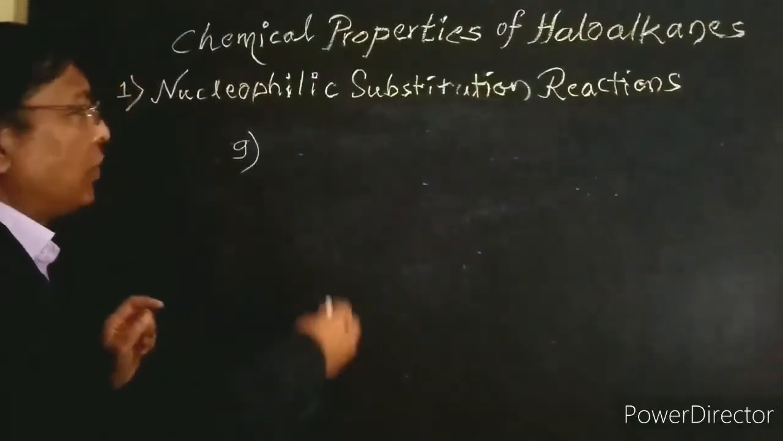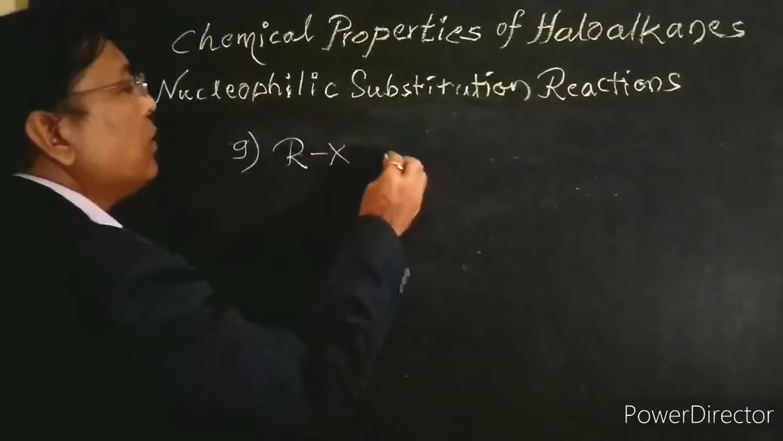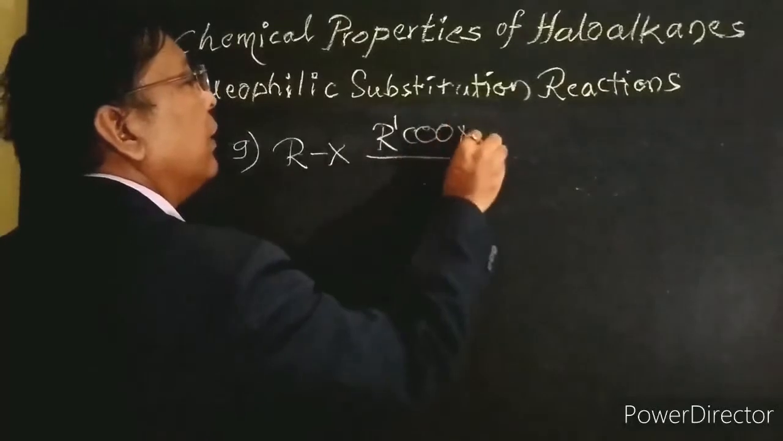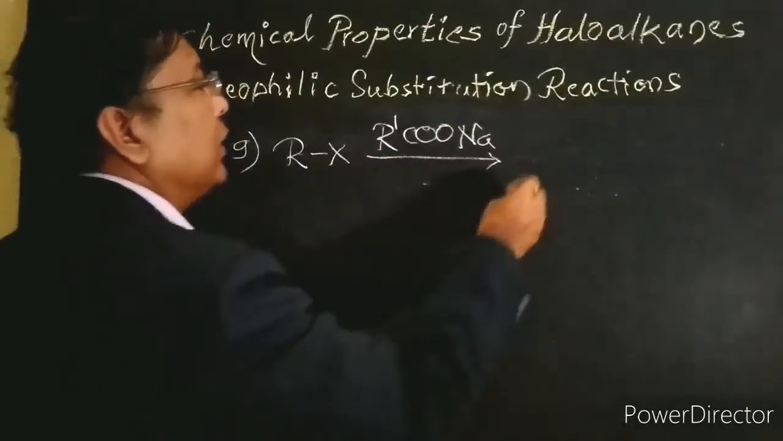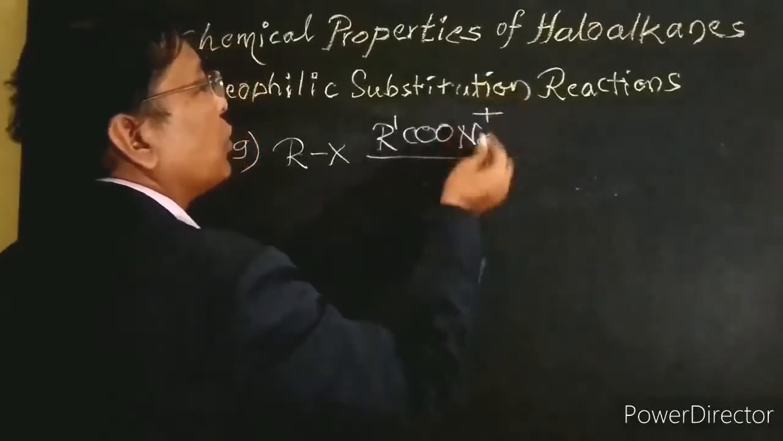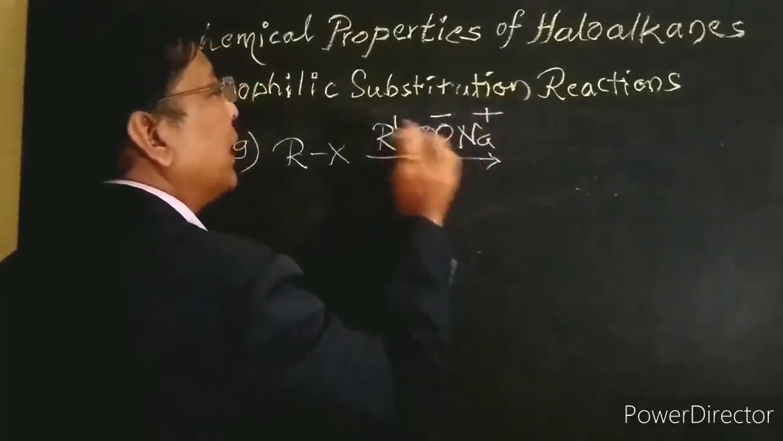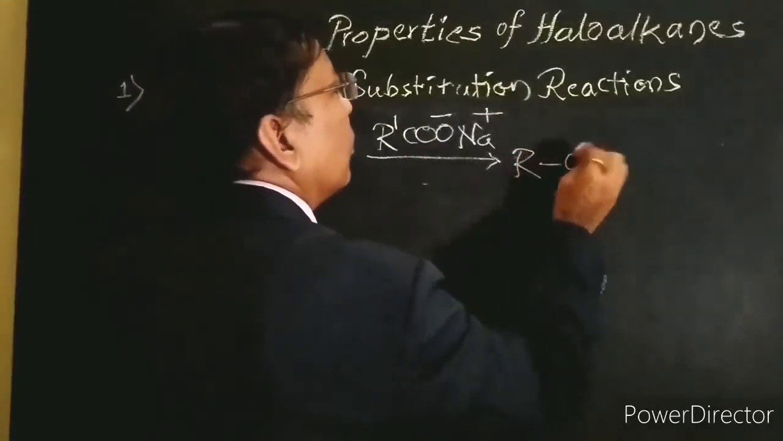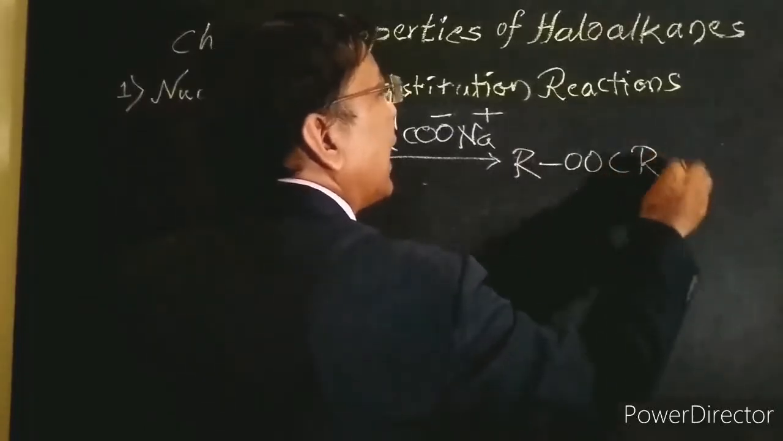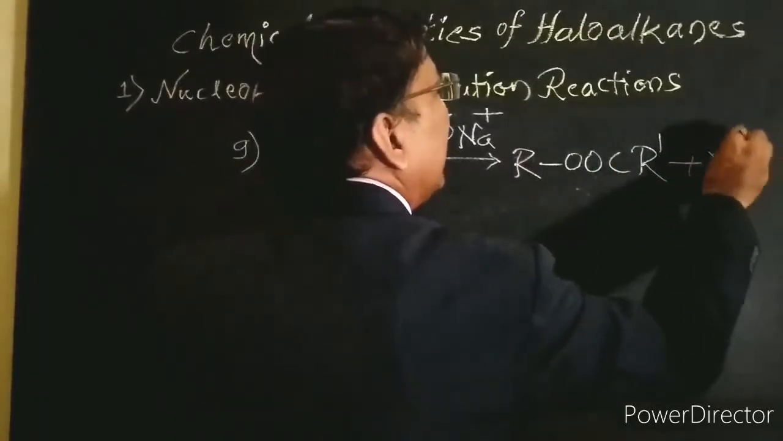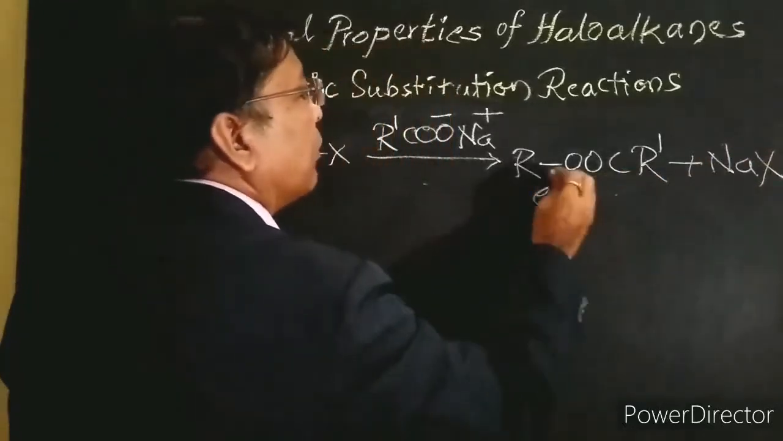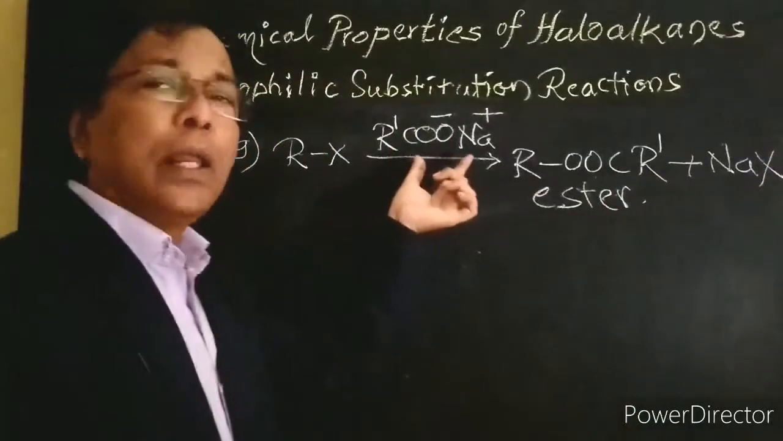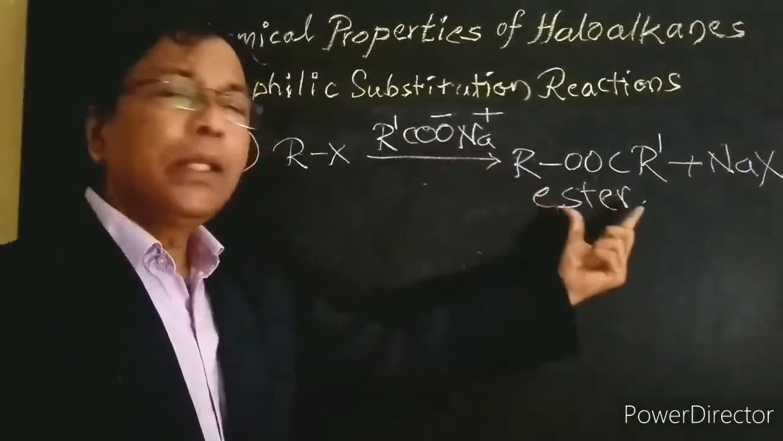Now the reaction of alkyl halide with sodium salt of acid, that is R-COONa. This is called sodium salt of acid. So here, as we know, Na is positive, therefore R-COO minus will be the nucleophile. So we get RCOOR' plus NaX. This is nothing but ester. So alkyl halides, when they are reacted with sodium salt of acid, we get esters.